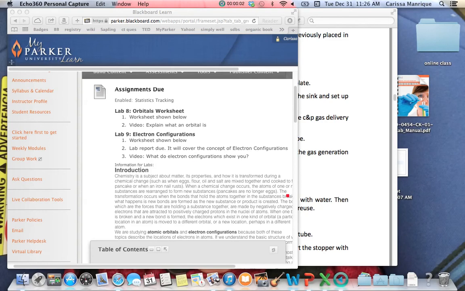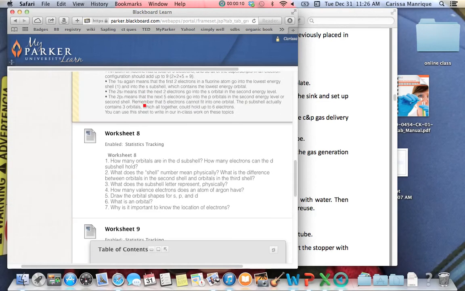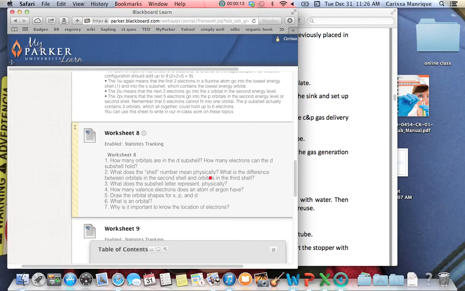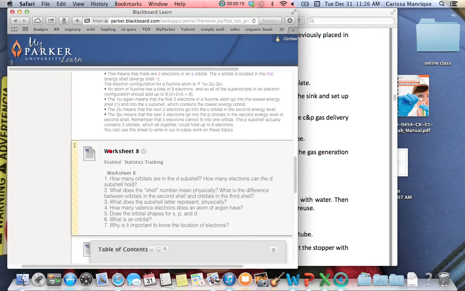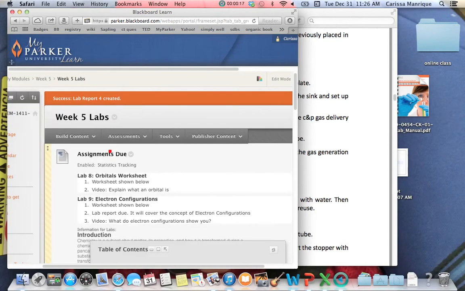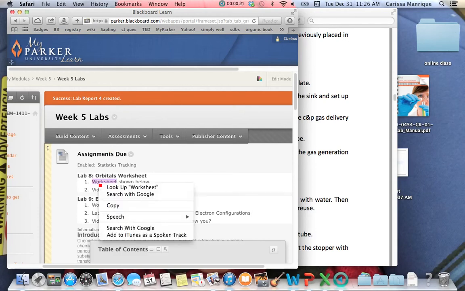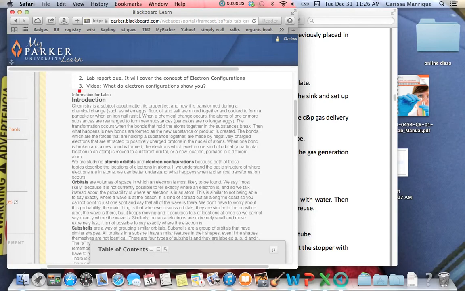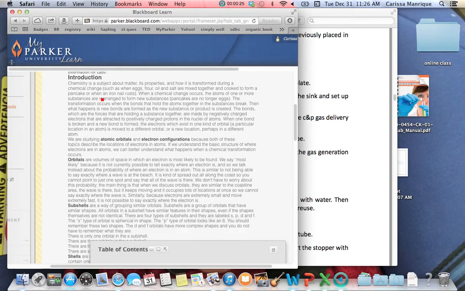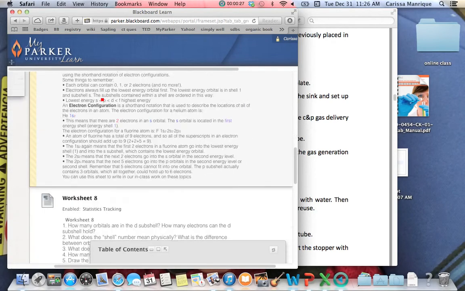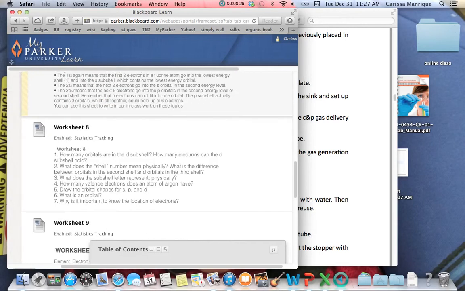Okay, so this is lab 8, and you have a worksheet. This is not in a lab pack, this is just posted below here. Here's your worksheet. Just answer these questions on orbitals. Okay, here, oops, this information here says introduction. It'll help you answer some of the questions here.